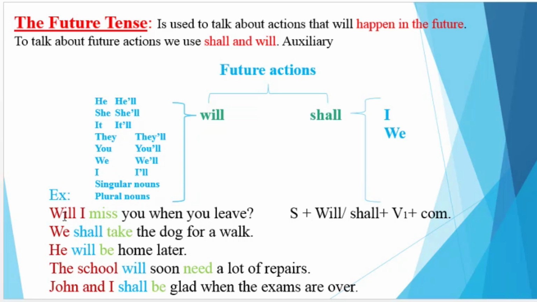So the structure is subject plus will or shall plus first form of the verb. Okay, remember that we use first form of the verb plus object or complement. For example, will I miss you when I leave? Will I miss you when I leave?